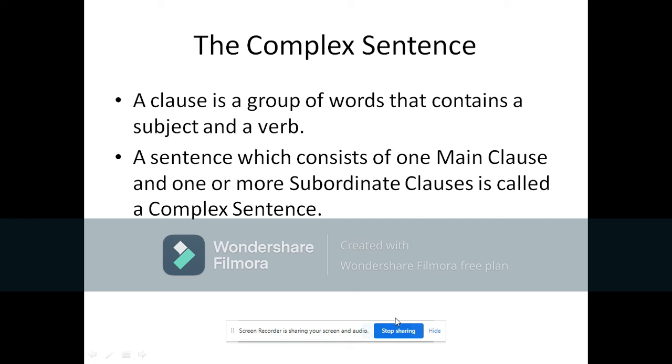So a complex sentence is a sentence which consists of one main clause and one or more subordinate clauses. If there is more than one main clause, it is a compound complex sentence: more than one main clause and one or more subordinate clauses.